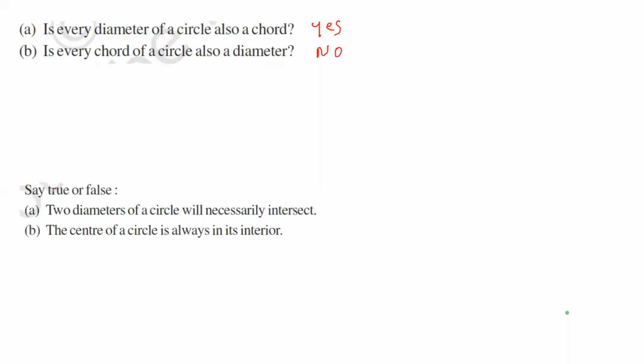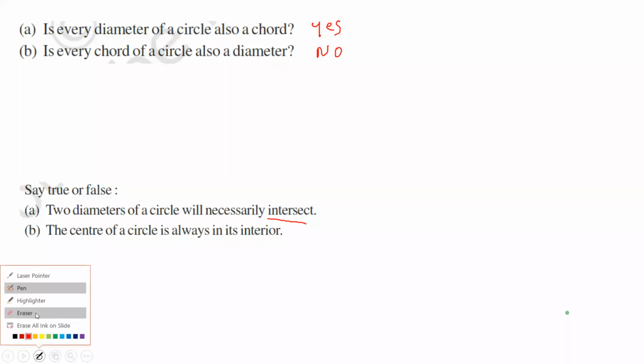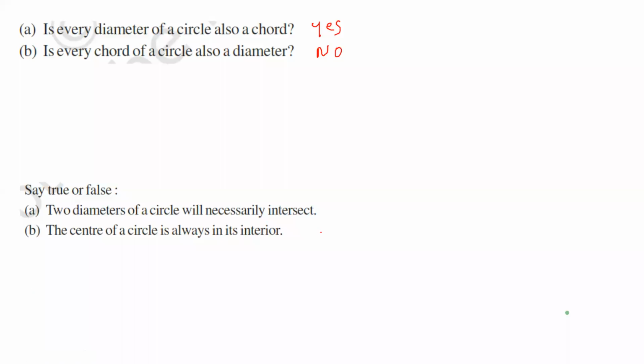Then what about this? Say true or false. Two diameters of a circle will necessarily intersect. What do you mean by intersect? Meet, കൂട്ടിമുട്ടുക. True. This is true. If you draw any two diameters, they will intersect. What about the second one? True, very good. Okay, take a screenshot.